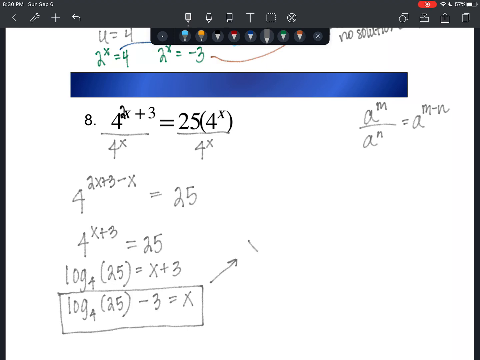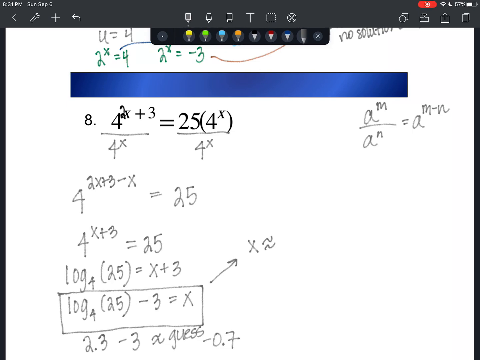And our approximate answer, x is approximately... I'm going to have to go over to my calculator to do this. So I'm going to put this into the calculator. Log base 4 of 25, that's going to be between 2 and 3, closer to 2. So I should get a negative number. So this is going to be 2 something, I'm going to say like 2.2-ish, maybe 2.3-ish, minus 3. I'm going to guess, this is a guess, negative 0.7.